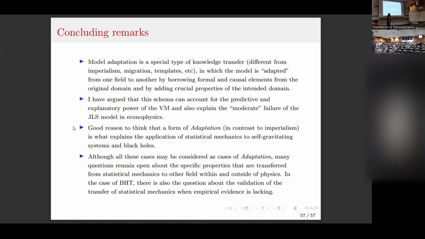My guess is that we could also use an adaptation of the framework of adaptation to explain the transfer of statistical mechanics to other domains, even within physics, for instance, to self-gravitating systems and to black hole thermodynamics. However, although adaptation might work in all these cases, there are many domain-specific questions that one might have to answer. In the case of black hole thermodynamics, for instance, one would have to answer exactly which causal properties are transferred from the typical domain to black holes. And there is also the question, different from the case of flocking behavior, about the validation of the transfer of statistical mechanics when empirical evidence is lacking. Some philosophers are proposing some ideas in this direction, but I would like to say more about that. Thank you.